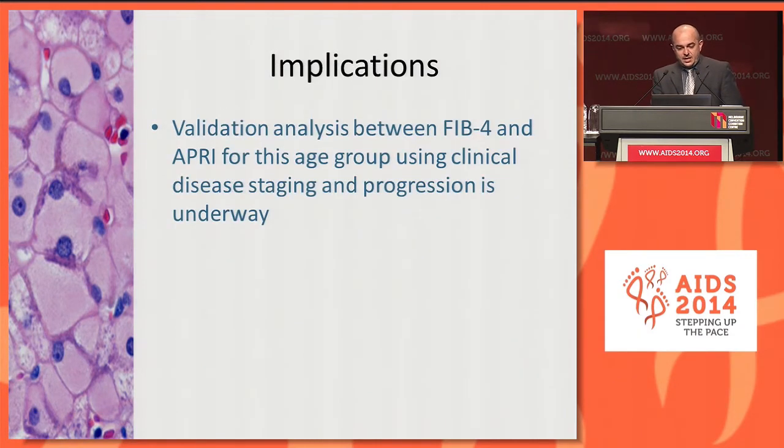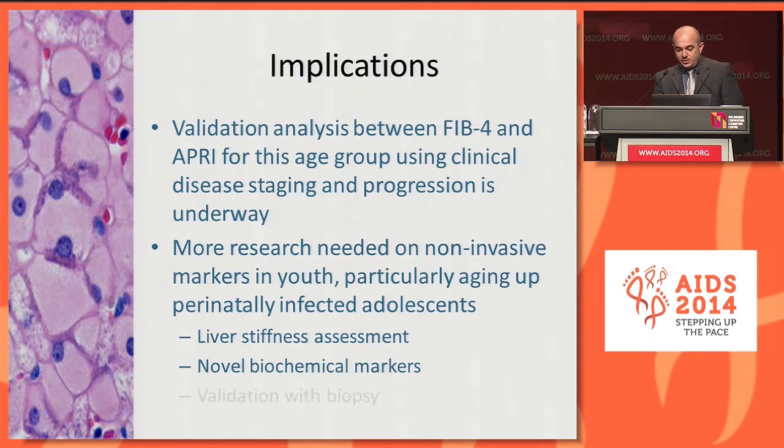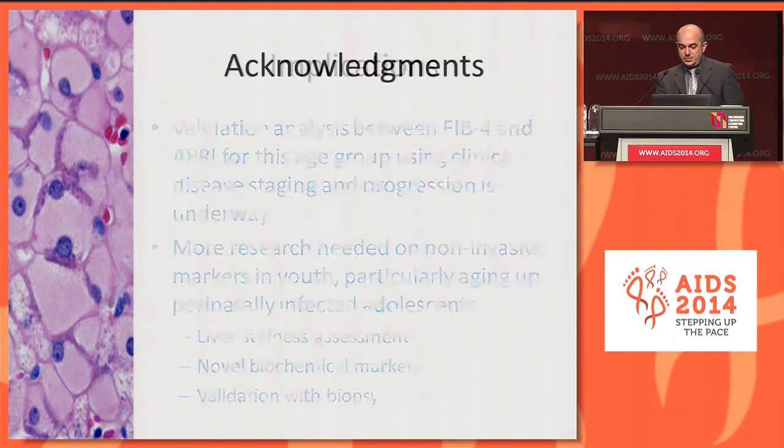Implications. At this point, we are trying to do a validation analysis between FIB-4 and APRI for this age group using clinical disease staging and progression, so stay tuned on that. More research is needed on non-invasive markers in youth, particularly among the aging-up perinatally infected adolescents. We need to look at liver stiffness assessments and transient elastography, novel biochemical markers, and also validation with biopsy.